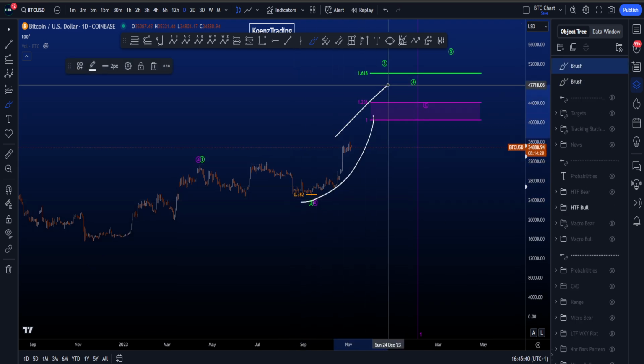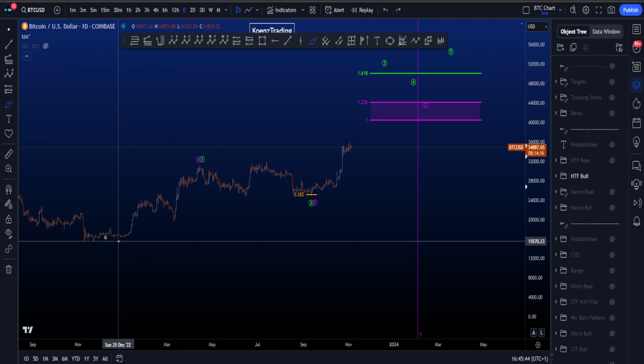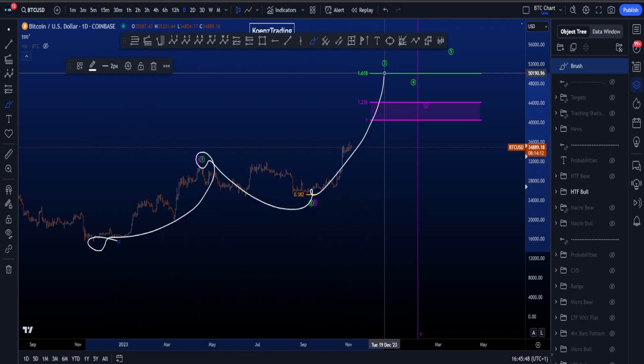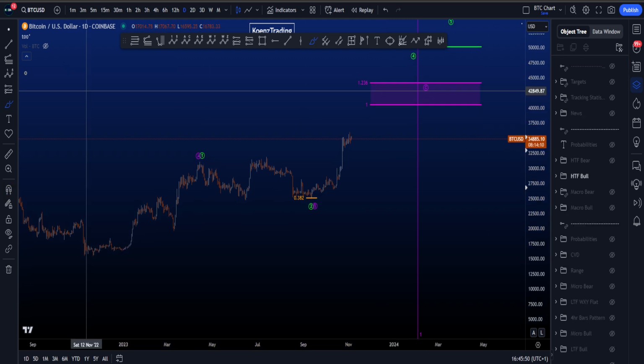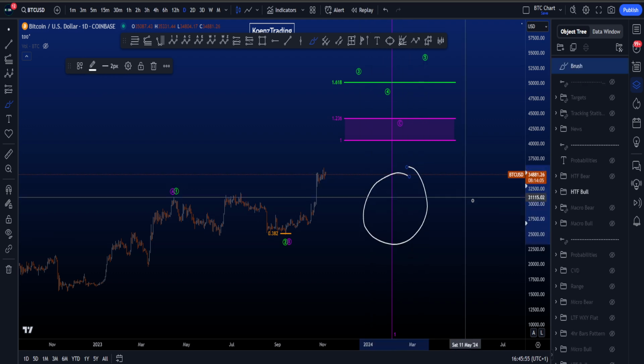And then you want to see a wave 3 towards the upside, where usually a minimum target is the 1.618 pulled from the low to the high of 1 to the low of 2, which is sitting at about 50k.